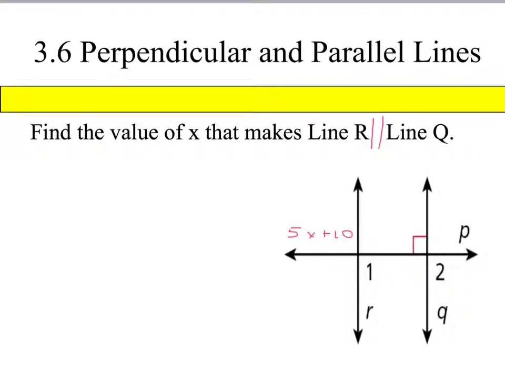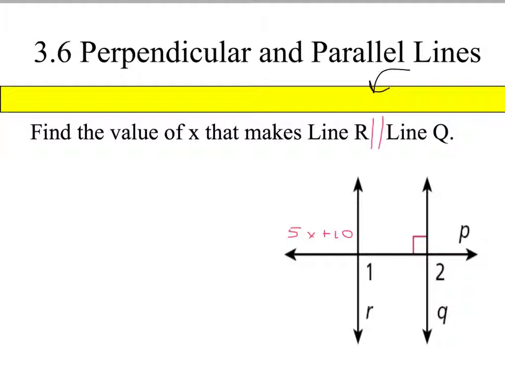This is the last problem of the day. Okay, nice, short lesson. So what I want you to do is find the value of x that makes line R and line Q parallel to each other. Because of how you set up this problem, it will make line R and line Q parallel. I want to see what you can come up with. Give it a shot.